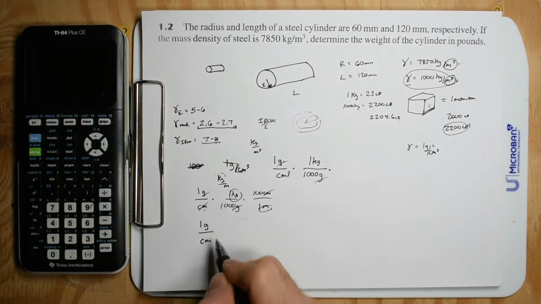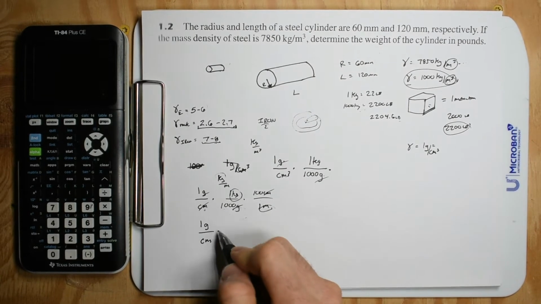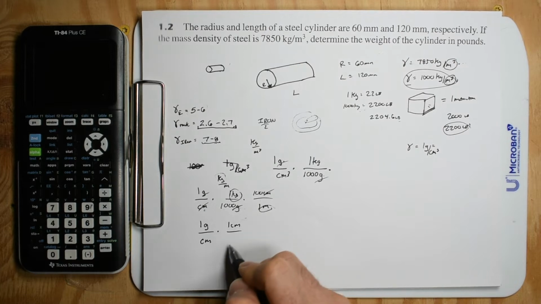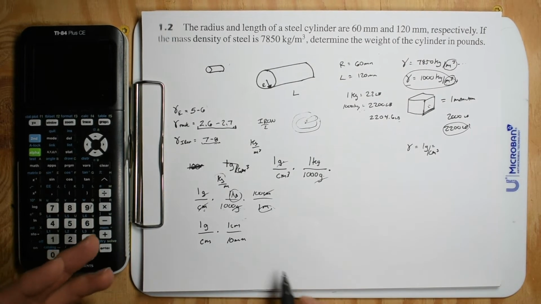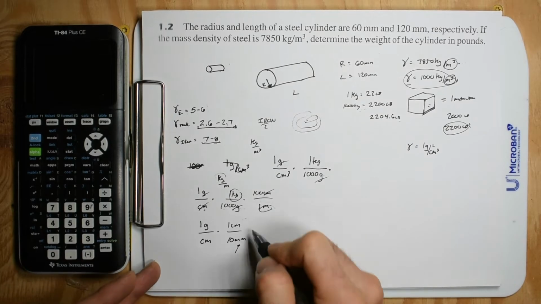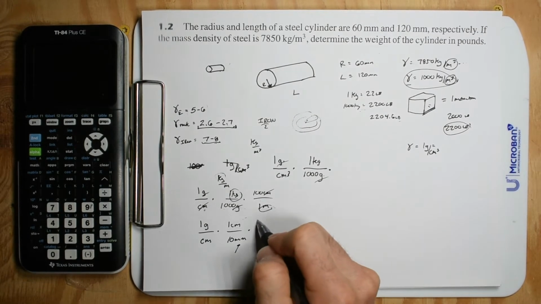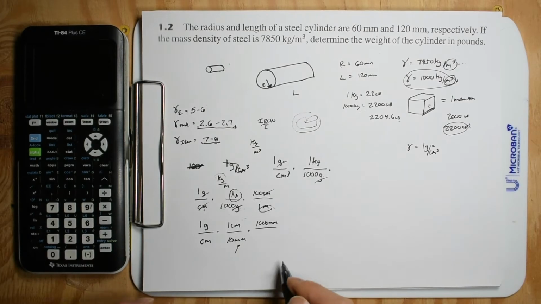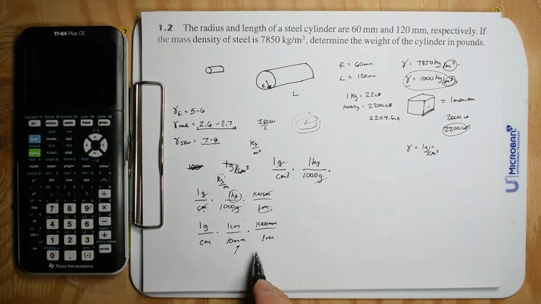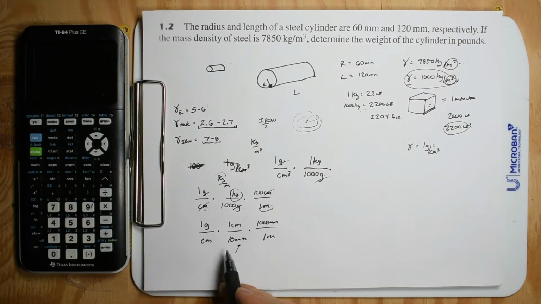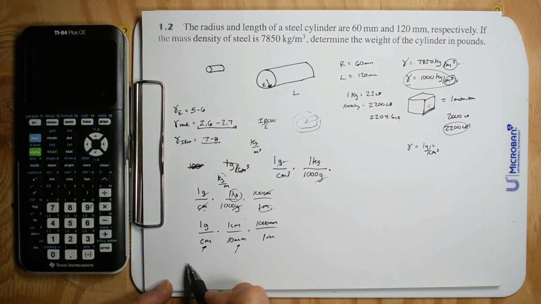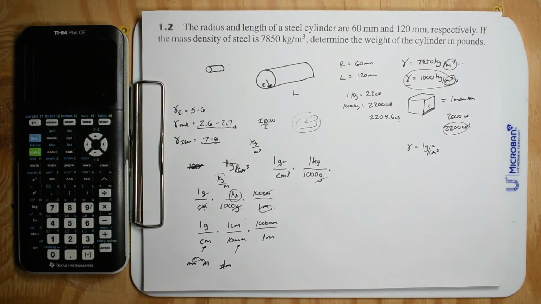You can go 1 gram per centimeter, but I know that 1 centimeter is 10 millimeters. It's always good to get to millimeters because it's pretty easy. I do this all the time, because 1,000 millimeters is 1 meter. Especially with the SI units, the biggies are the meter and then the millimeter, because they're factors of 1,000. The decimeter, no one knows what that is.